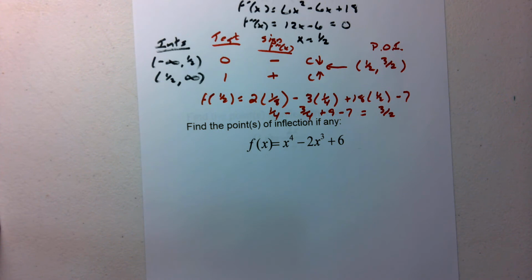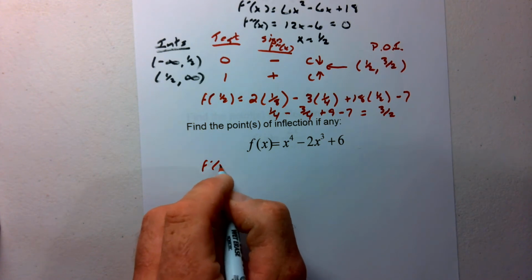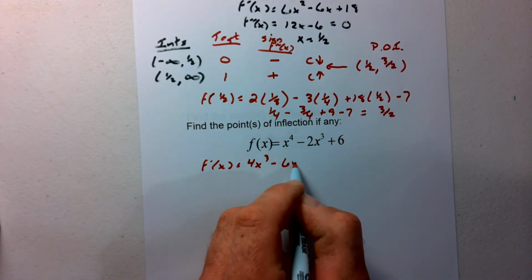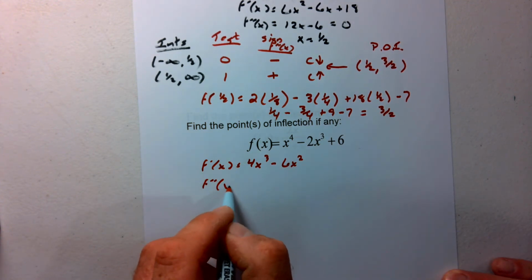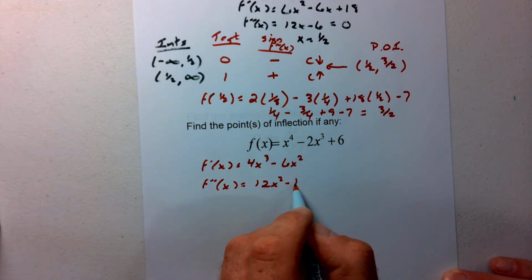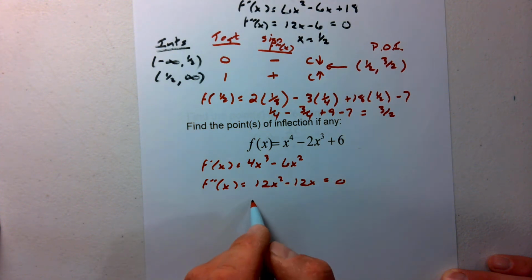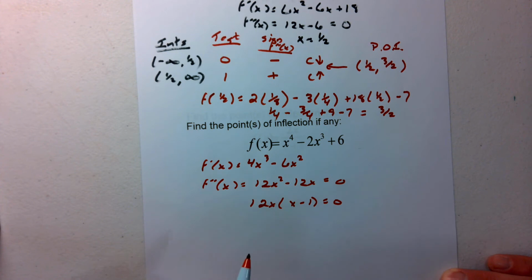Now this next one, we're going to see something maybe a little different happen, possibly. Let's see what happens here. Second derivative. Well, we first find our first derivative, 4x to the third minus 6x squared. And then our second derivative gives us 12x squared minus 12x. Go ahead and set that equal to 0. So we get 12x times x minus 1.